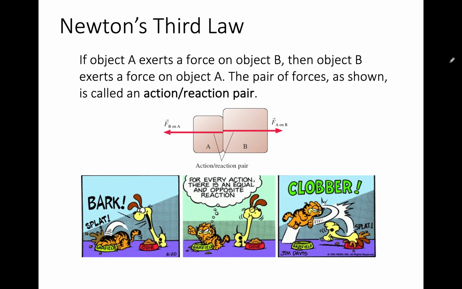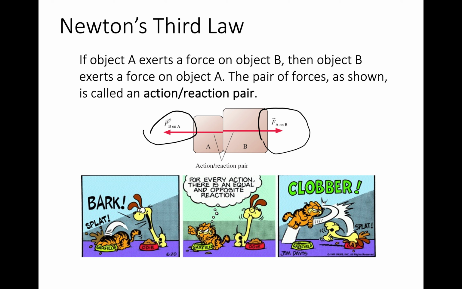To put it in very simple language, now we have two objects. Object A has a force Fa on B on object B, then there has to be a force from B on A, and these two forces Fa on B and Fb on A have to be equal magnitude and opposite direction. This is Newton's third law, and we call those two forces an action-reaction pair.